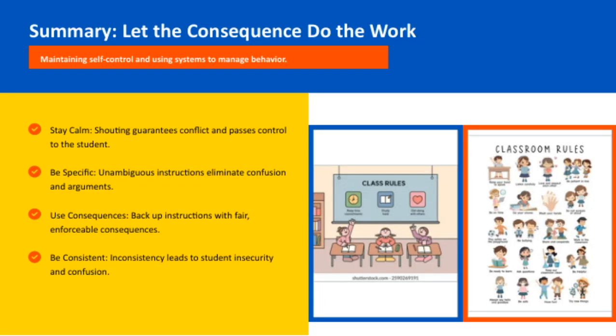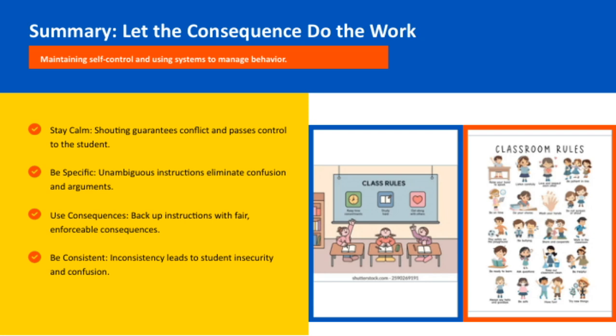First, be consistent. When your rules and expectations are inconsistent, it can really lead to student insecurity and confusion. Students thrive on predictability, so sticking to clear routines helps them feel secure and understand what's expected. Next, use consequences wisely. It's important to back up your instructions with fair, enforceable consequences. This shows students that actions have results, which helps them learn accountability. Being specific is also crucial. Clear, unambiguous instructions leave no room for confusion or arguments. When students know exactly what to do, there's less room for misunderstandings.